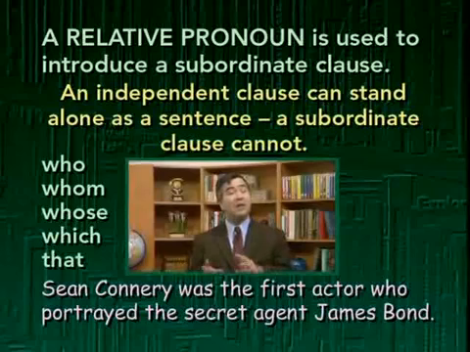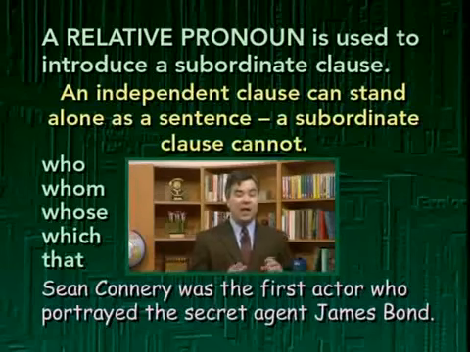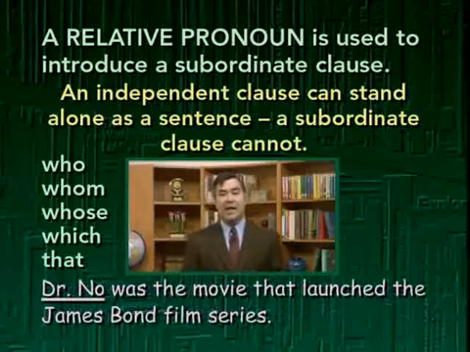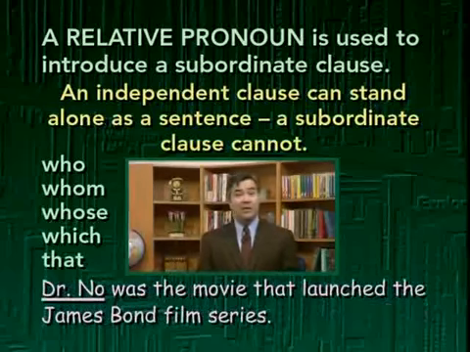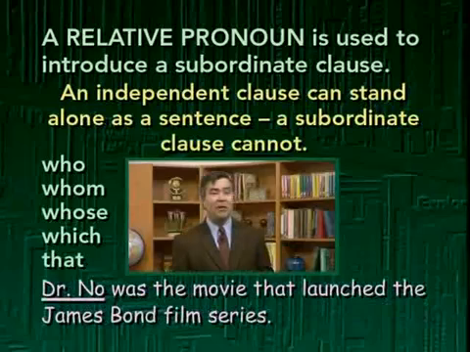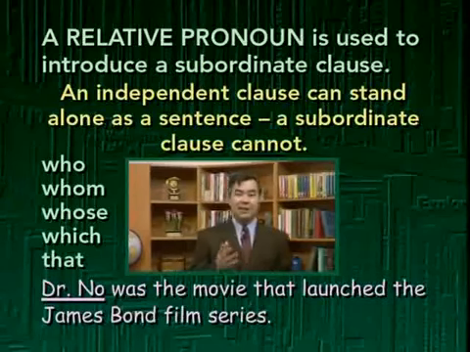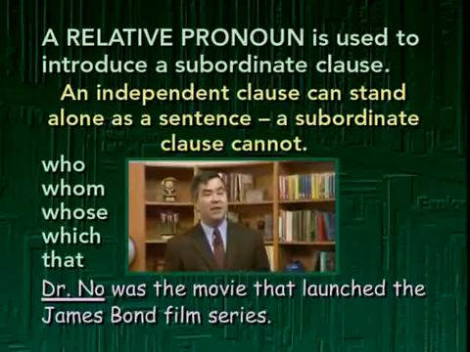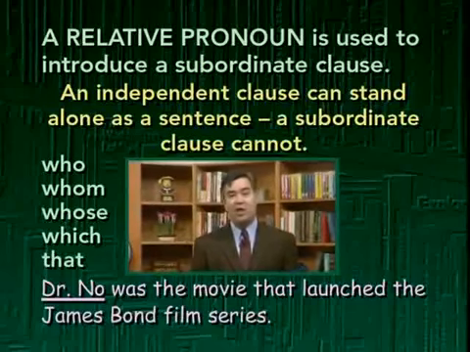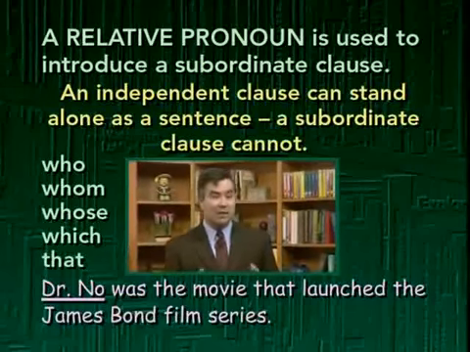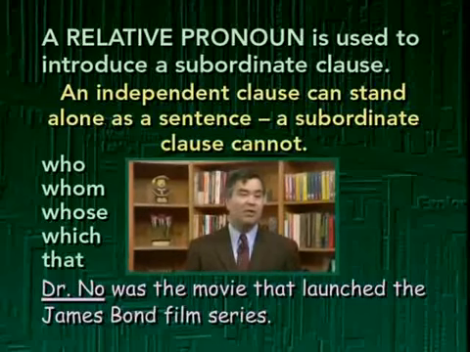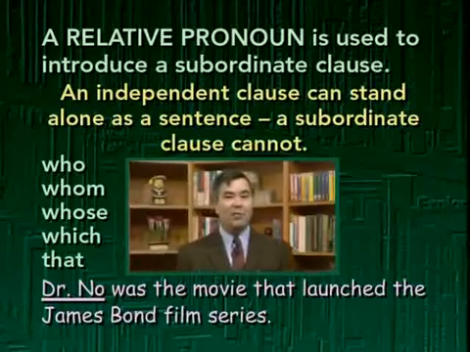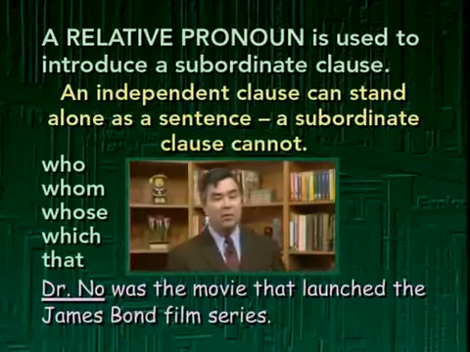They work as modifiers, giving more information about a noun that appears in the independent clause. Here's another example. Dr. No was the movie that launched the James Bond film series. In this sentence, we have an independent clause, Dr. No was the movie, followed by the subordinate clause that launched the James Bond film series. The subordinate clause is introduced by the relative pronoun that, and the entire clause serves to modify or give more information about the noun movie.